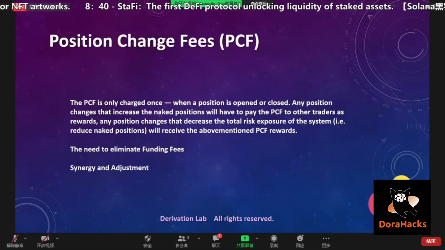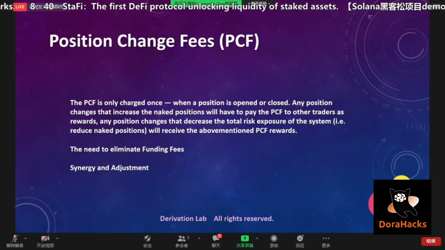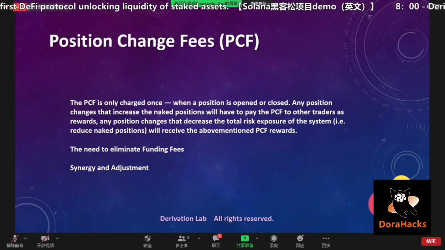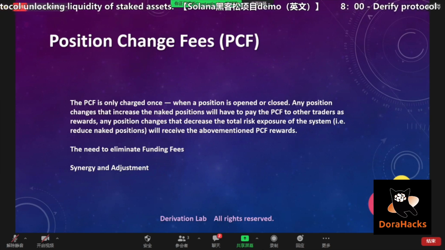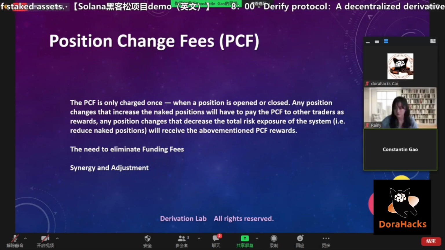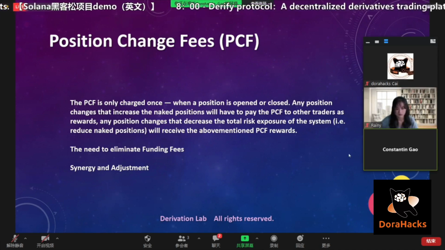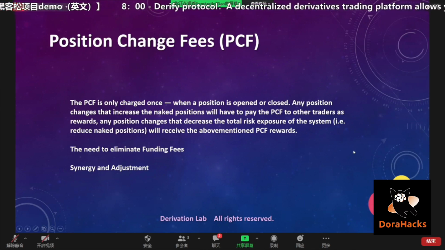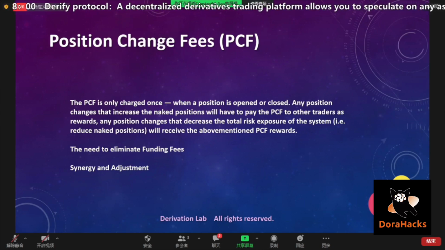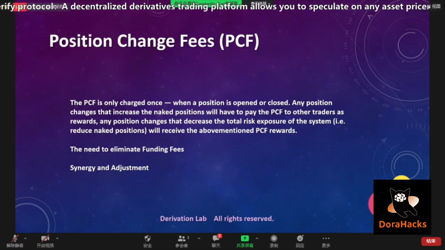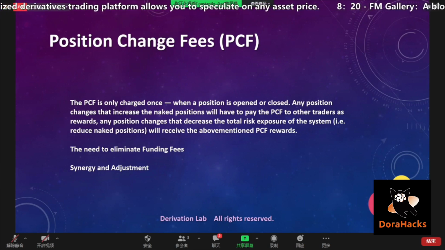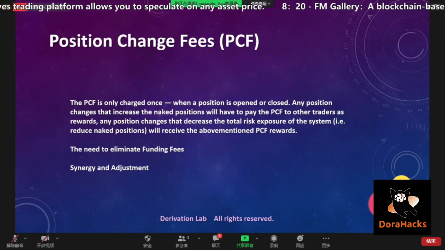In order to encourage people to minimize the risk of the Derify protocol, we also have this position change fee mechanism, because it replaces the funding fees. It's only charged once, not like funding fees that charge you at different epochs. When a position is opened or closed, you will be charged or receive a position change fee, because that's something that happens between the positions that increase the systemic risk of the whole protocol and the traders who reduce the systemic risk of the protocol.